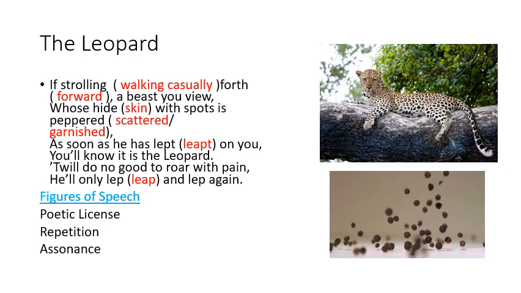The most important liberty that the poetess has taken here is poetic license. What is poetic license? It is the liberty to a poet to change the spellings in order to create rhyme or rhythm. You must have understood I am talking about lep in place of leapt. Then of course you can see repetition, leap and leap again. We can see how assonance has been used, strolling forth, you, whose spot, do no good to roar, etc.